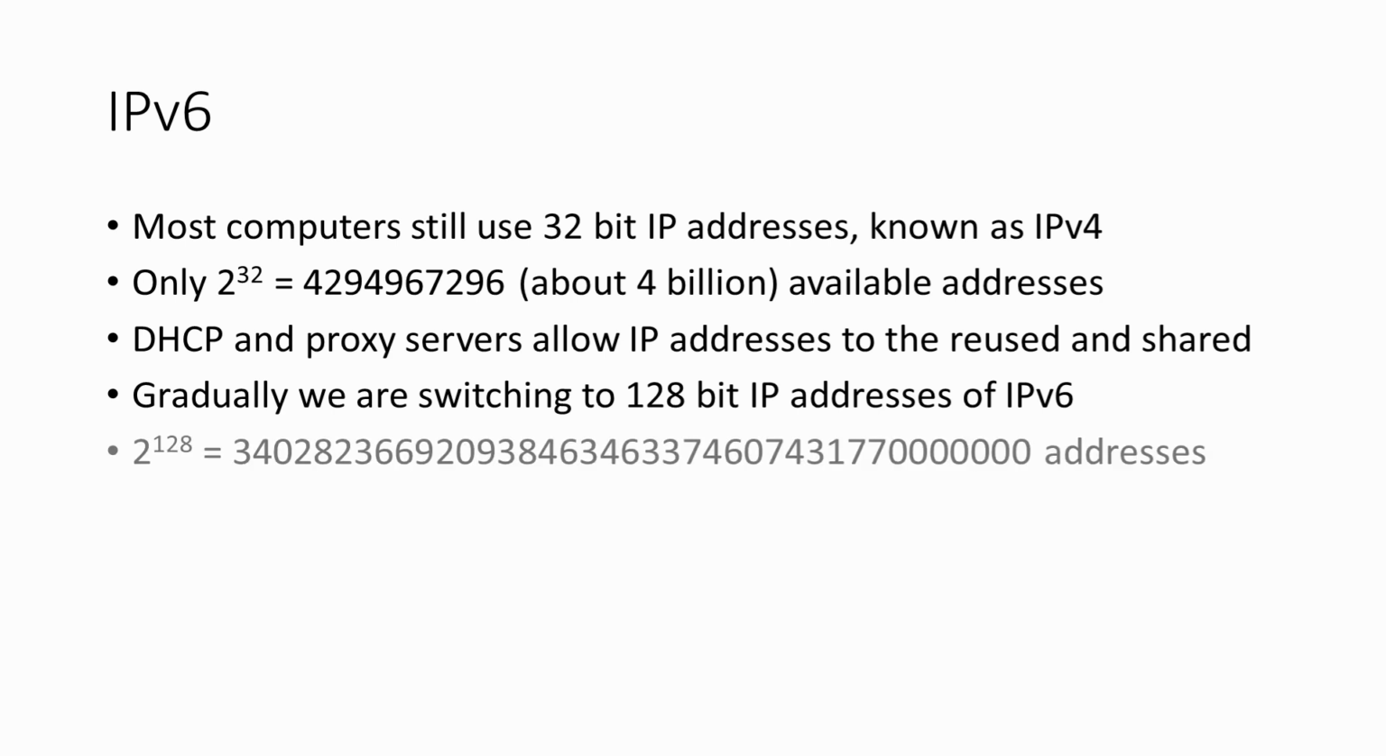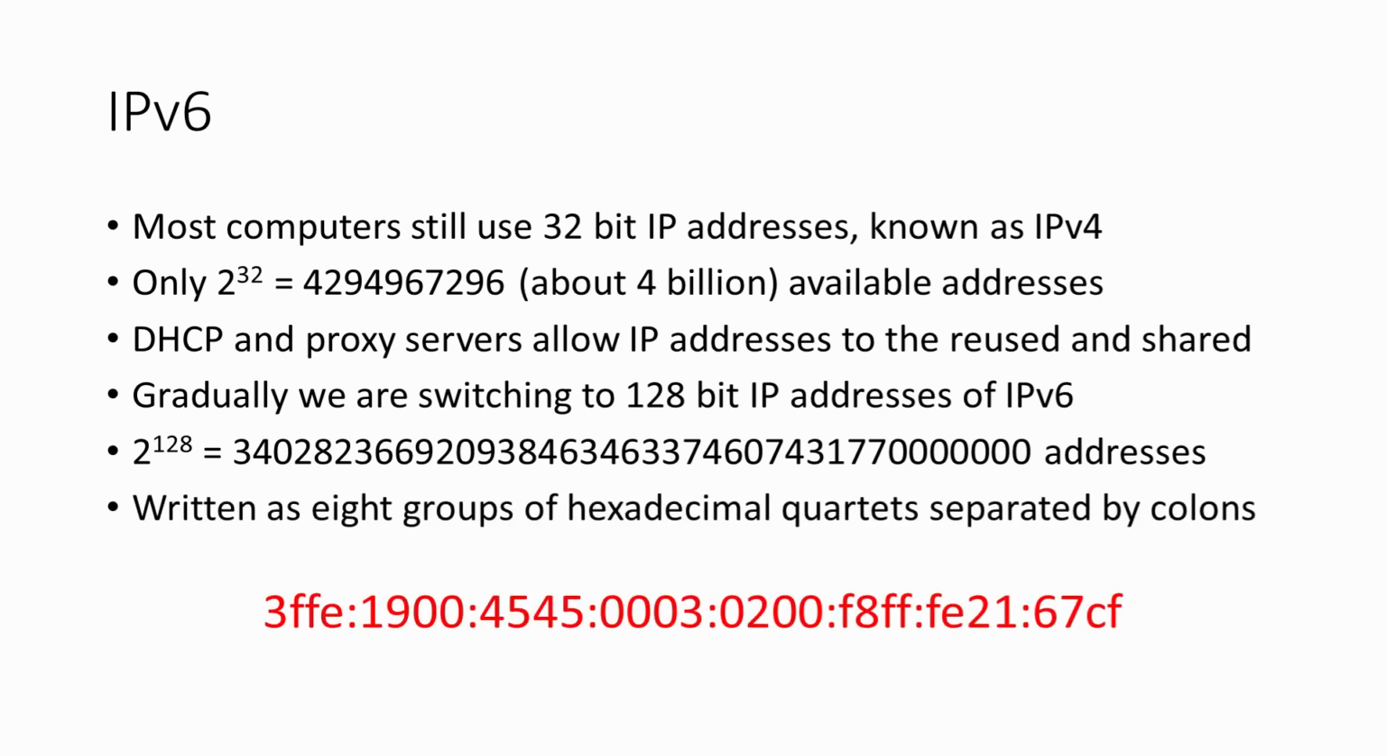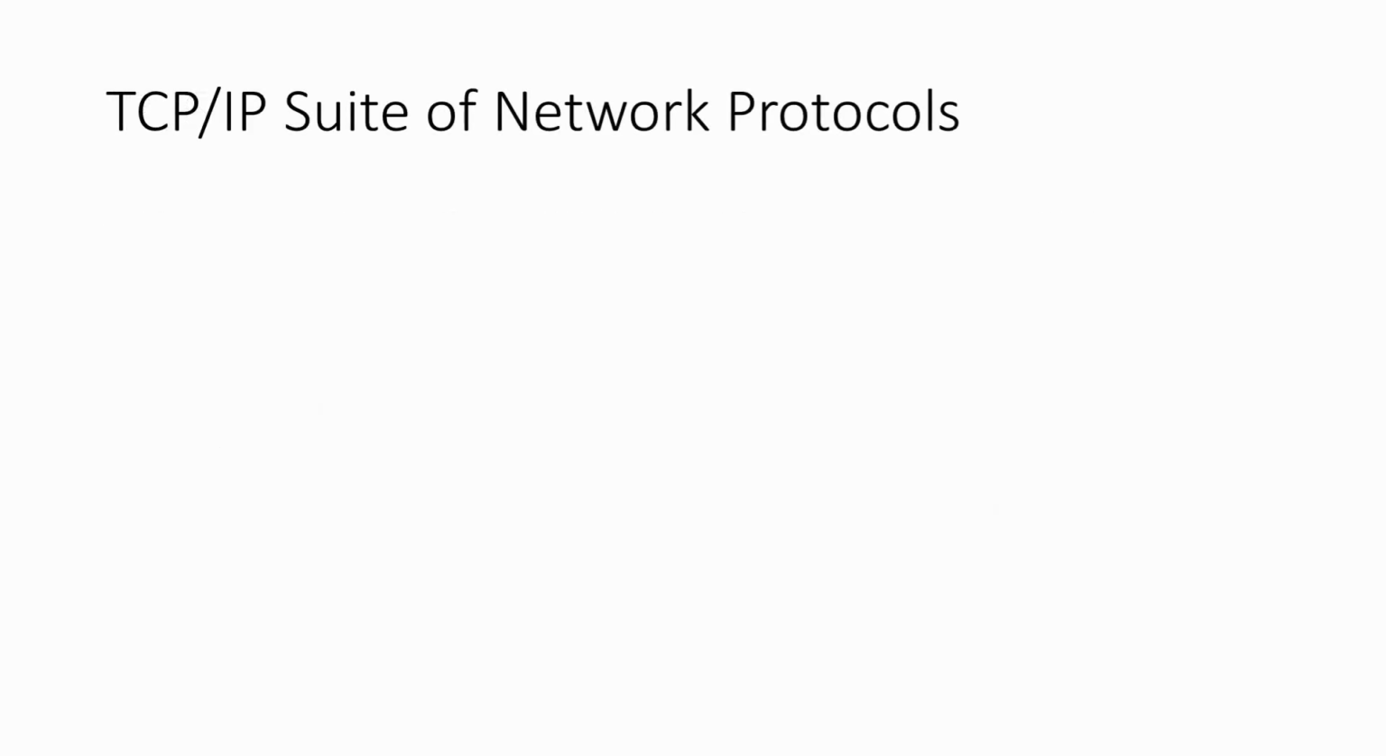An IP version 6 address is a 128-bit number, allowing for 340 undecillion IP addresses. With that many, you could assign an IP address to every atom on the surface of the Earth over 100 times. For readability, an IP version 6 IP address is written as 8 groups of 4 hexadecimal digits, separated by colons. Now let's say a little about some of the other protocols in the TCP/IP suite that collectively provide the data transport services used on the Internet.